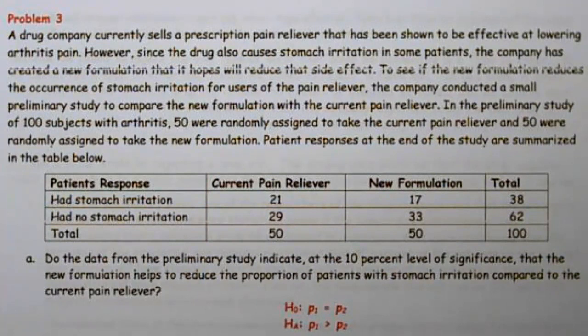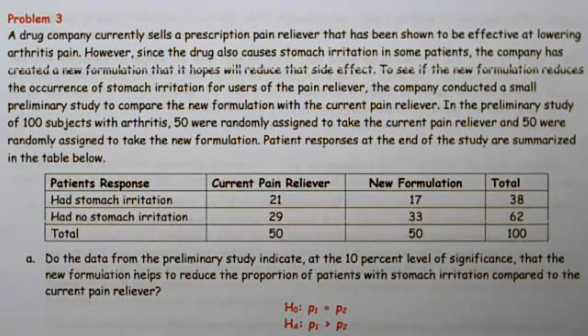A drug company currently sells a prescription pain reliever that has been shown to be effective at lowering arthritis pain. However, since the drug also causes stomach irritation in some patients, the company has created a new formulation that it hopes will reduce that side effect. To see if the new formulation reduces the occurrence of stomach irritation for users of the pain reliever, the company conducted a small preliminary study to compare the new formulation with the current pain reliever.